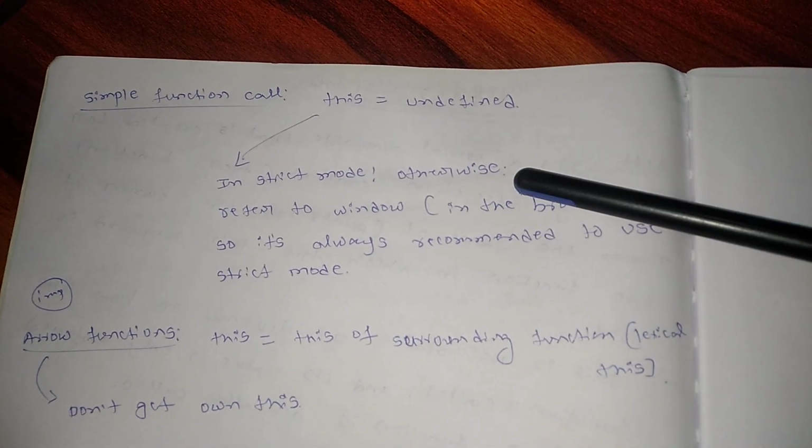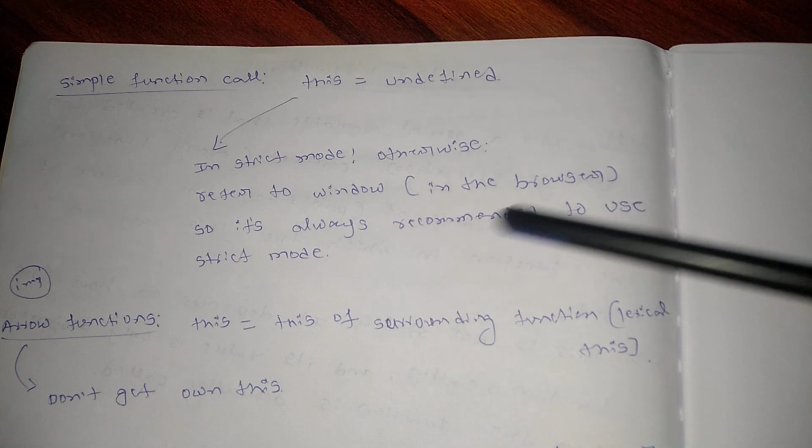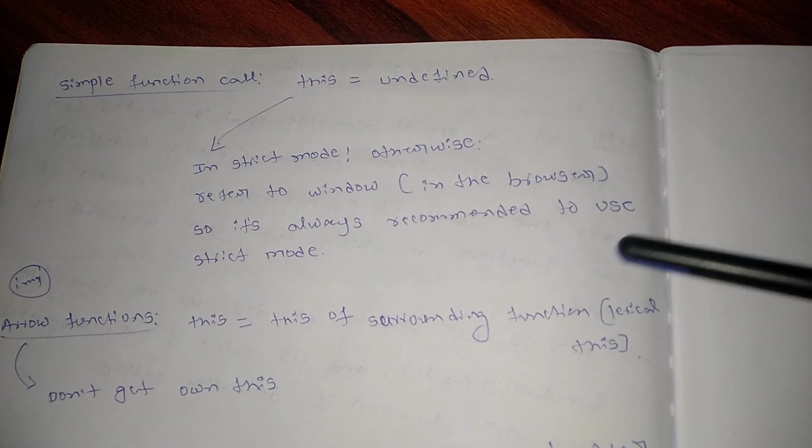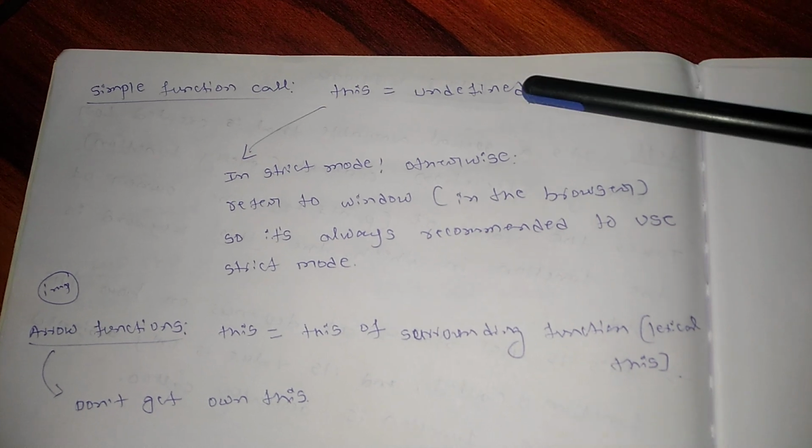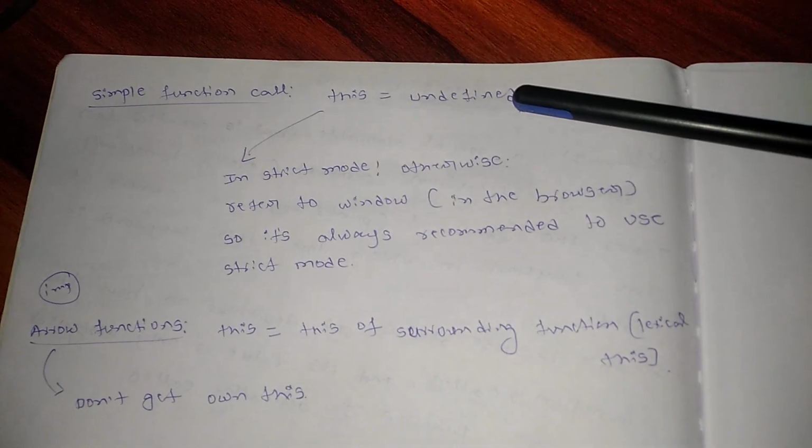So in strict mode, otherwise it refers to the window in the browser. So it's always recommended to use strict mode. That's why we need to use strict mode. In a simple traditional function, it will be undefined. I will show you examples as well.